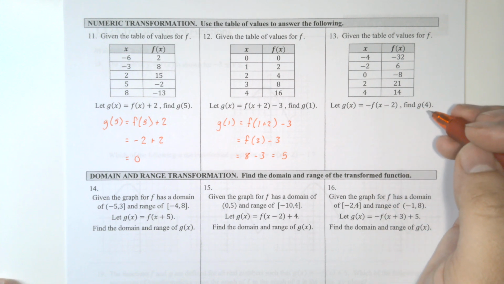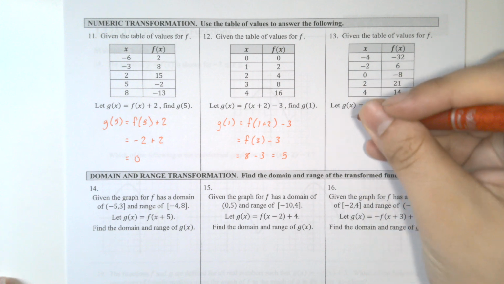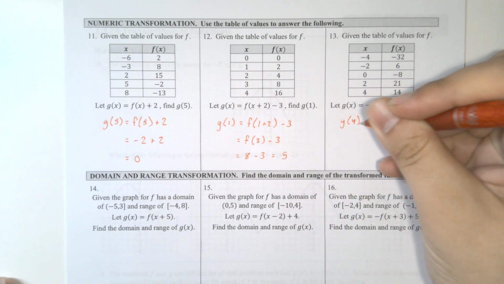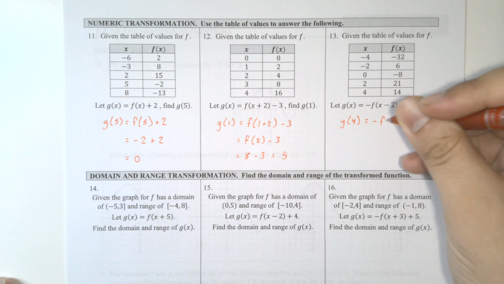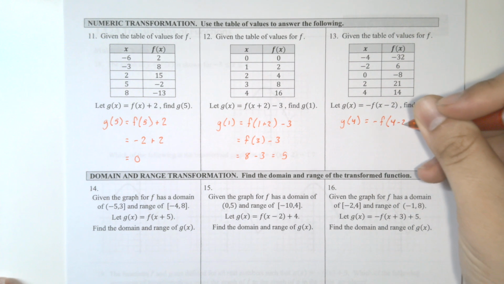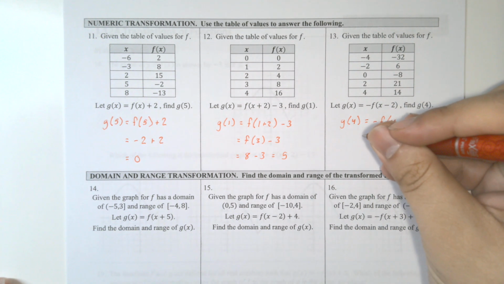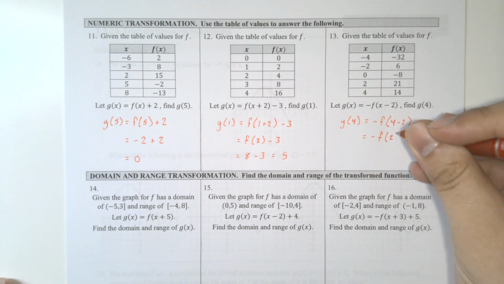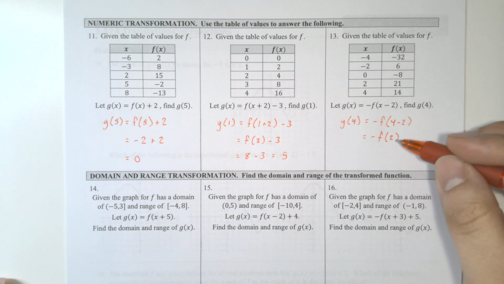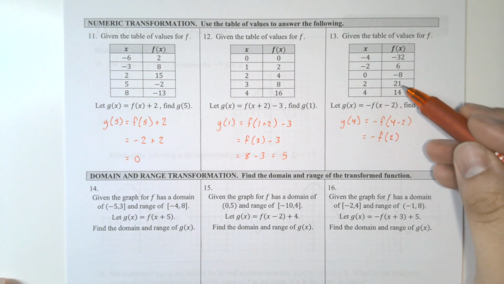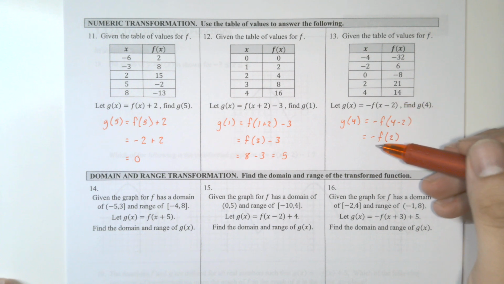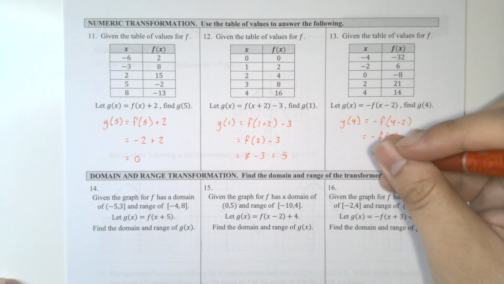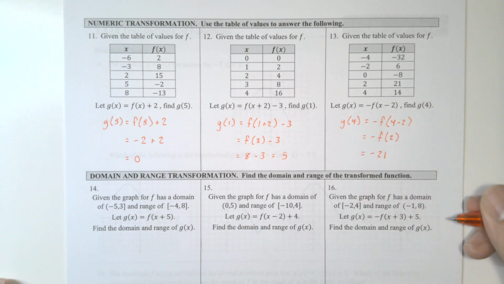Lastly, we're going to find g of 4 for number 13. So g of 4 is equal to negative f of 4 minus 2. And so 4 minus 2 is 2. And now we have to figure out what f of 2 is. So when x is equal to 2, f is equal to 21. And remember, we just need to negate that, so we get negative 21. And there's nothing else that we need to do to simplify that, so that is our final answer, negative 21.